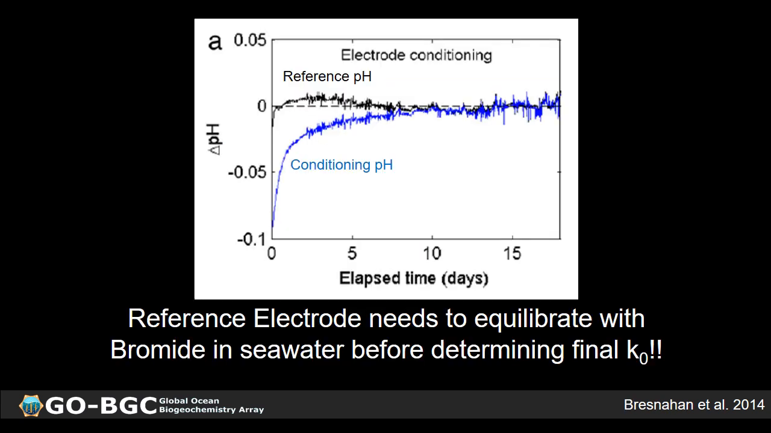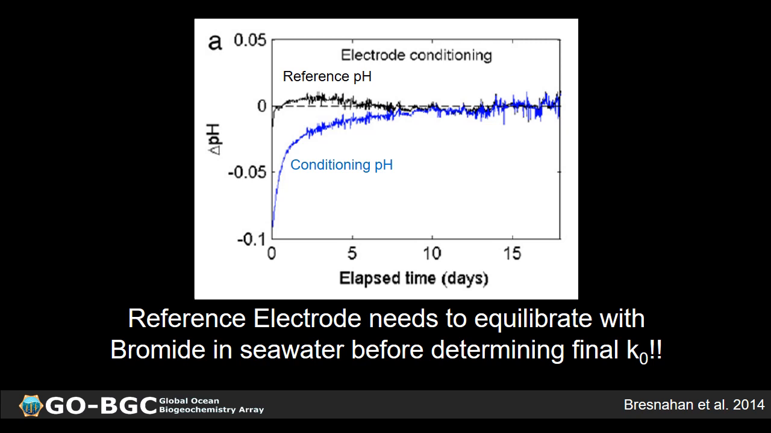This is a plot that shows the delta pH, which is the difference of the deep sea Durafet that first hits seawater versus a reference pH. As you can see, the pH rapidly drifts by about 0.1 pH units over the course of about 7 to 10 days. This is because the reference electrode is equilibrating with the bromide ions in seawater, which causes a shift in the potential and therefore a shift in pH.